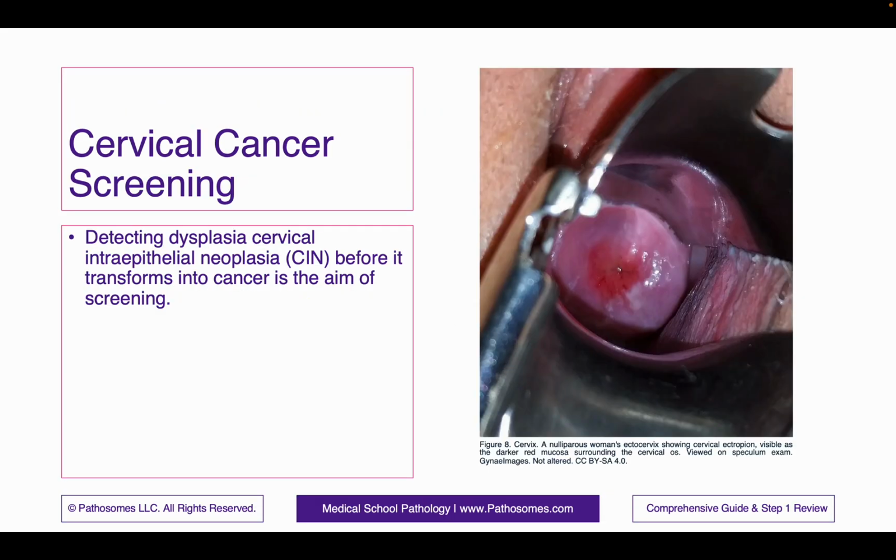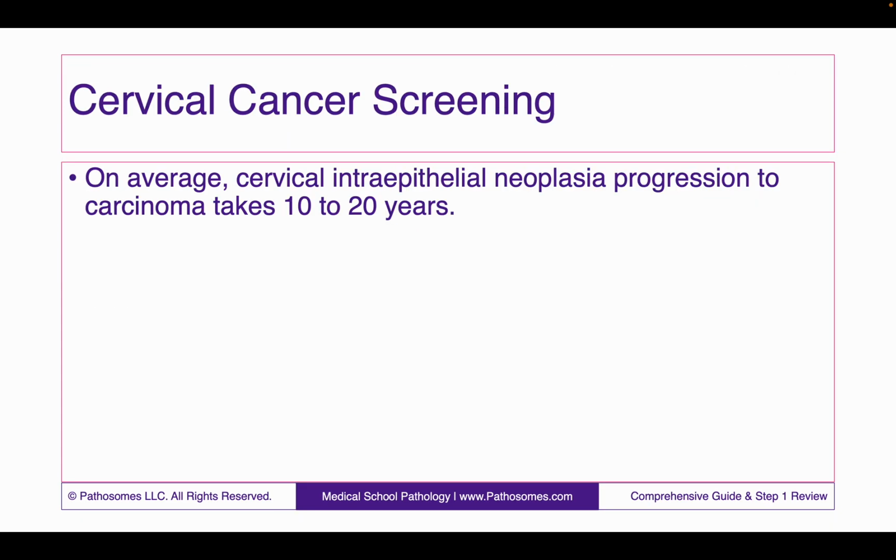Now let's talk about some screening, right? We don't want our patients to get cervical carcinoma, so we're going to do what we can to keep this from happening to them. Detecting dysplasia of the cervical type before it transforms into cancer is the aim of screening. On average, cervical intraepithelial neoplasia progression to carcinoma takes about 10 to 20 years.